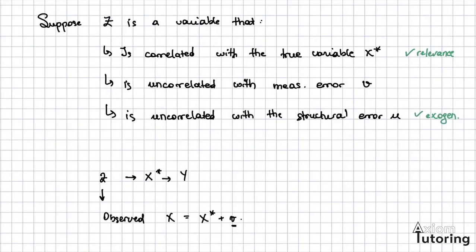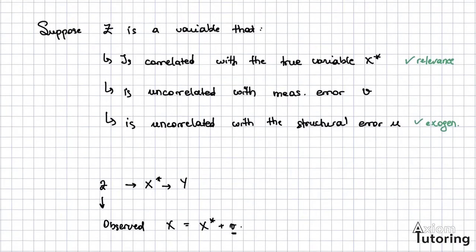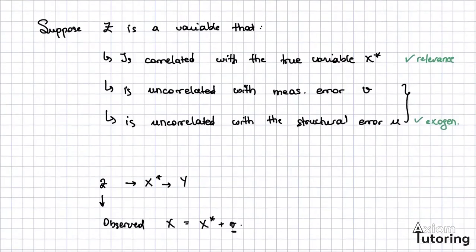And this is just slightly different from the OVB case, because here the exclusion restriction requires Z to be uncorrelated with the measurement error V on top of the U. So these two come together and both conditions must hold.